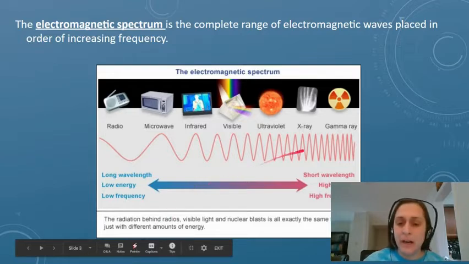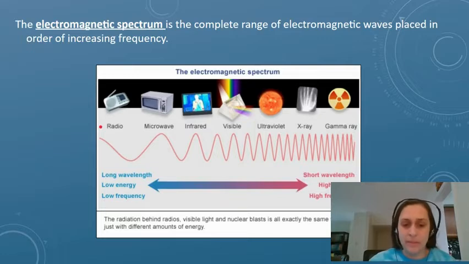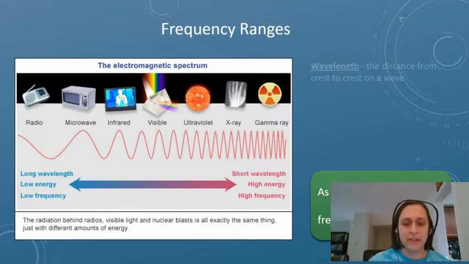So if we look here, short wavelength, high energy, high frequency. Gamma rays are the shortest wavelength, highest energy, highest frequency. You get longer wavelengths, less energy, and lower frequency as you go down the list. And so the longest wavelength, lowest energy, lowest frequency would be radio waves. It's all the same thing, just different amounts of energy, making different size waves. As the wavelength decreases, so shorter wavelength, frequency increases. That's going left to right.